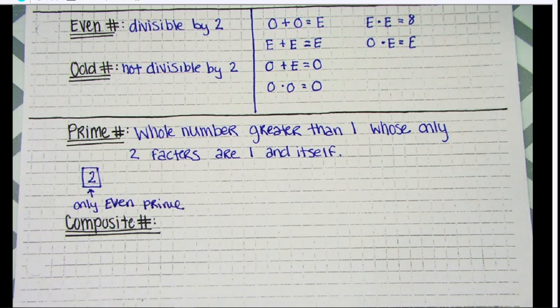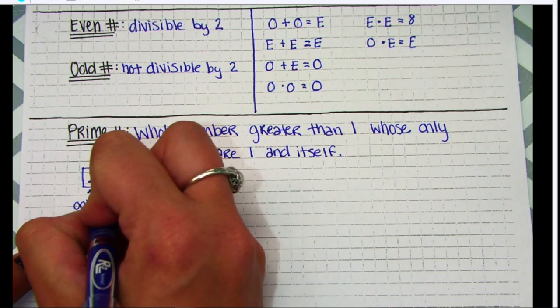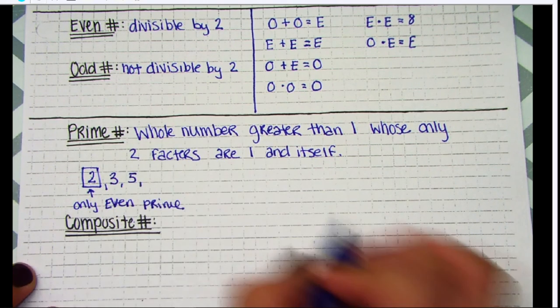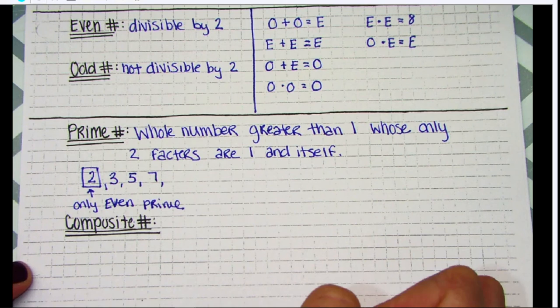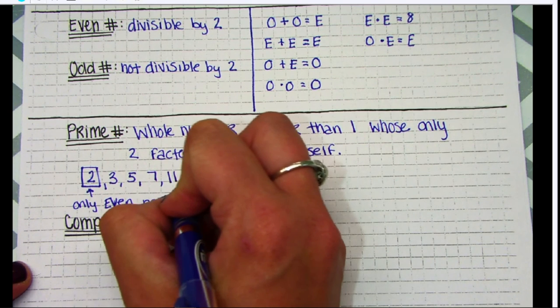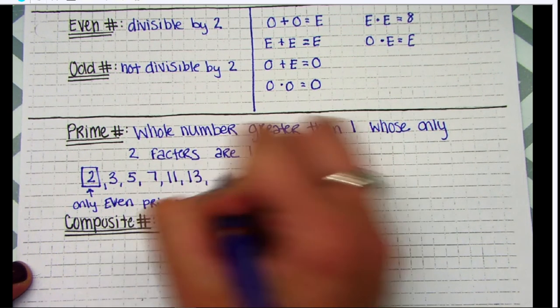Knowing that little tiny fact is the difference between getting benchmark and missing it by one question because you don't know what a prime number is. So 2 is the only even prime. What's the next prime number? 3. Then what? 5. 7. What's next? 9. 11. 13.